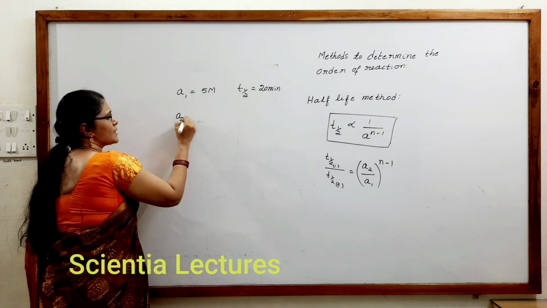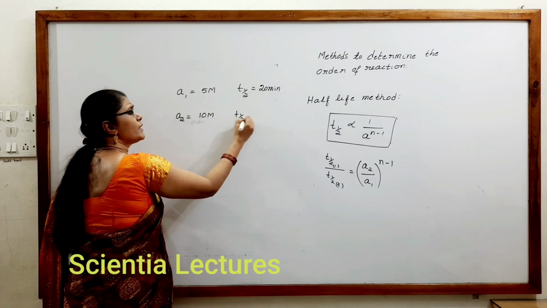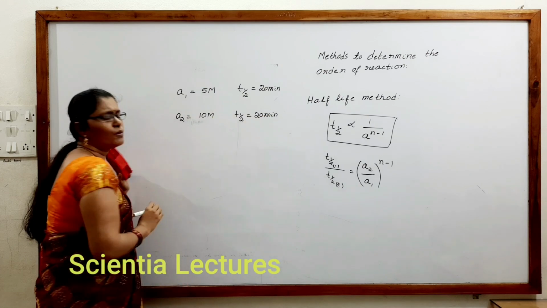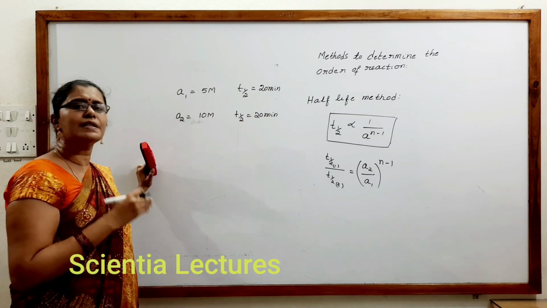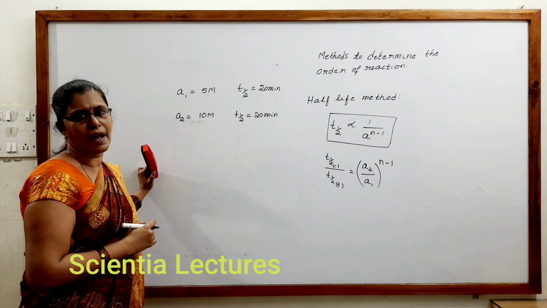When initial concentration is doubled, that is it has become 10 M, then also T half is observed to be 20 minutes. Means it is of which order reaction? By now you should have understood. T half is independent of initial concentration, means it is a first order reaction.